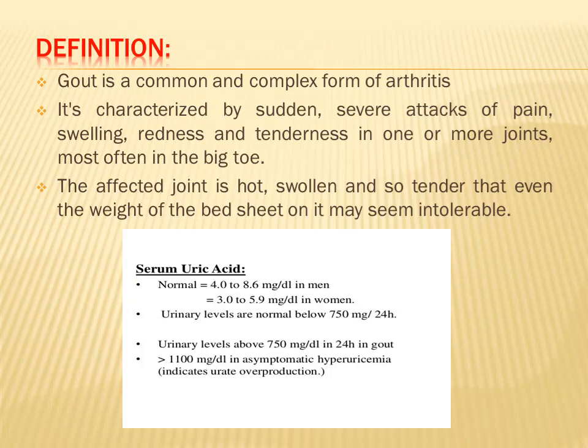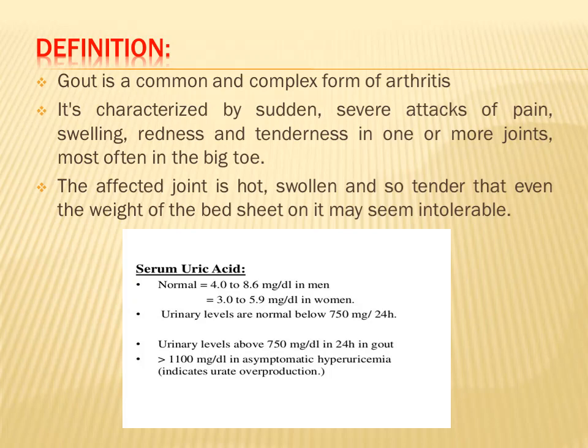GOUT affects a joint due to the accumulation of uric acid or the formation of urate crystals. If GOUT is there, inflammation will occur at that location, so pain will be there, redness, and that site will be warm. These are some symptoms. The normal uric acid in the body in males is 4 to 8.6 mg per deciliter. In females, 3 to 5.9 mg per deciliter.